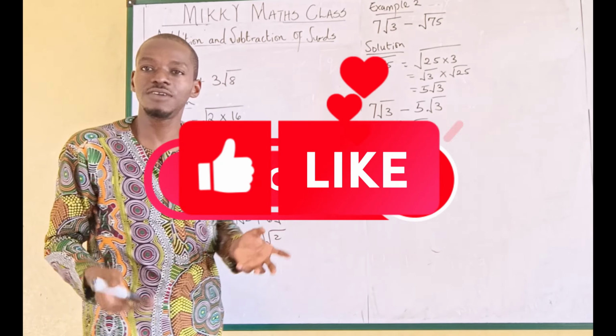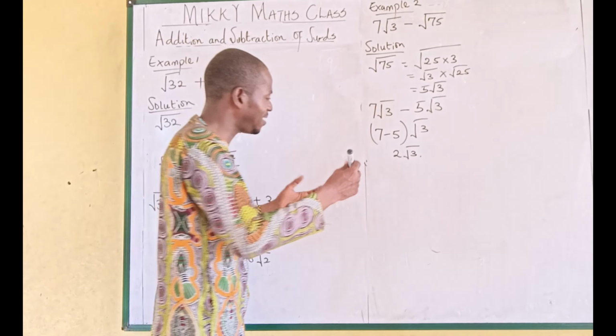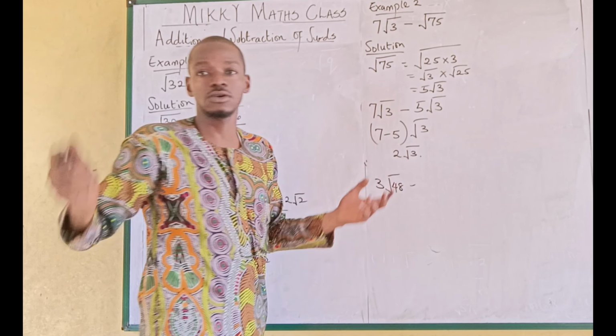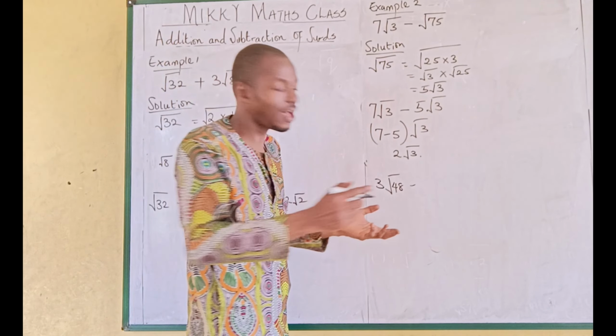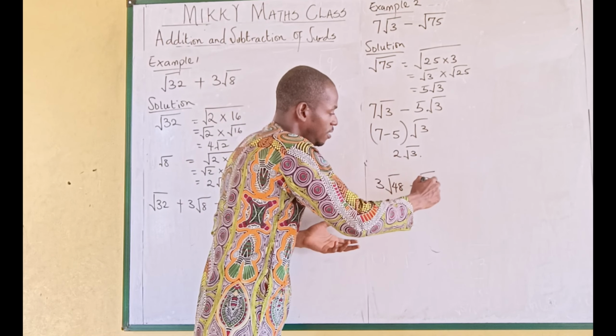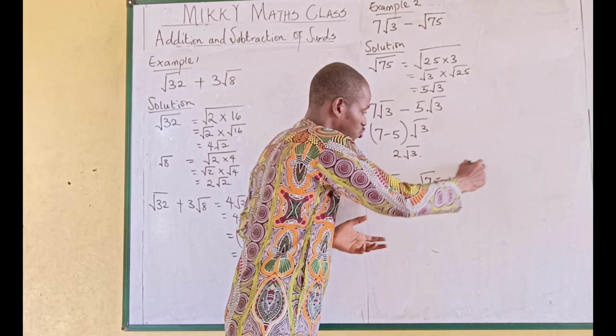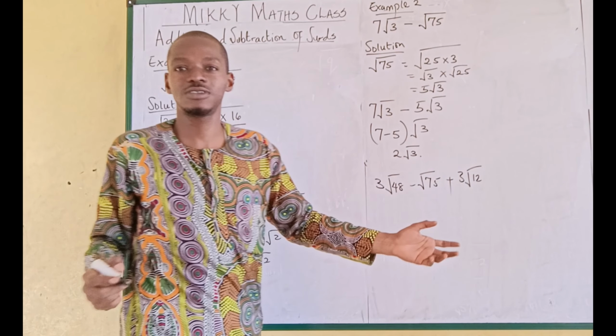Okay, let me give you one. You can combine 3 root 48 minus root 75 plus, let's say, 3 root 12. You can use it as your take-home fun.